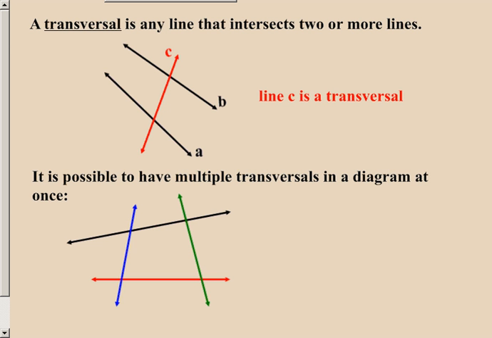In fact, it is very frequently the case when we run into a diagram that has transversals going on in it, it tends to look more like the one at the bottom than it does the one at the top. And in the case of the diagram at the bottom, every single line that you see there, the black, the red, the blue, and the green, all of those lines are transversals because they all intersect 2 or more lines.